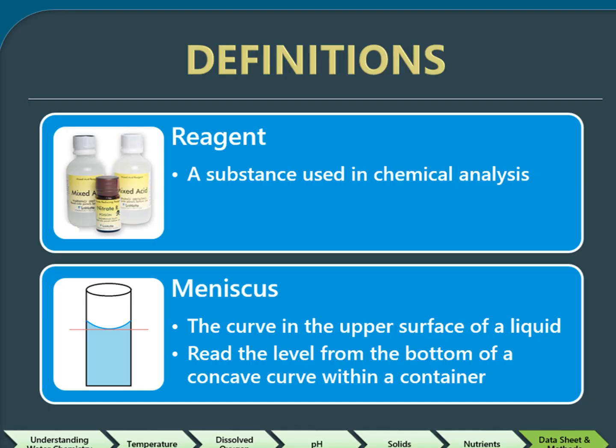Alright, I know I've already said reagent, but a reagent is just a substance that's used in a chemical analysis. And another definition that you might want to know is what's called a meniscus. A meniscus is the curve in the upper surface of a liquid. Whenever we read a measurement from a small thin cylinder, it's going to have this meniscus. And you're going to want to read the measurement from the bottom of that meniscus within the container.